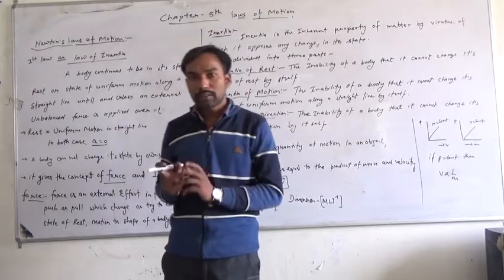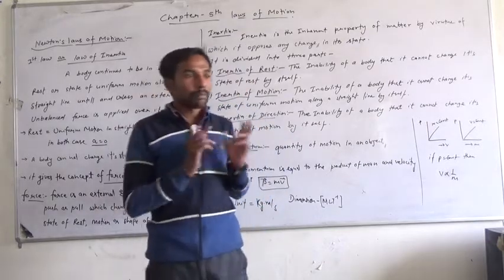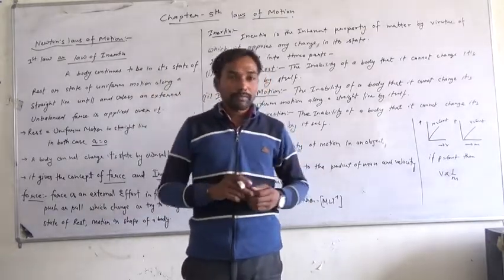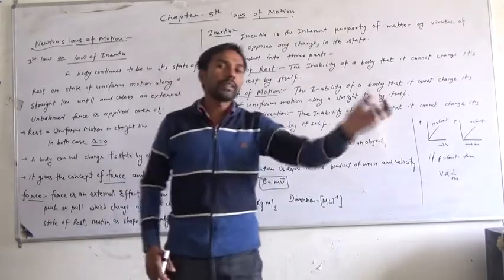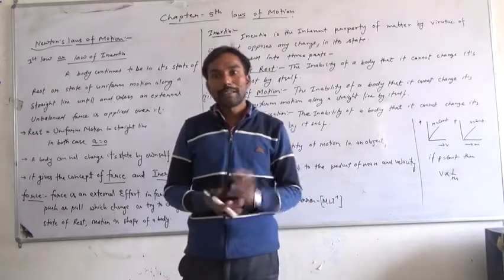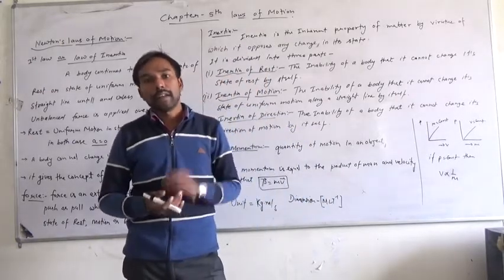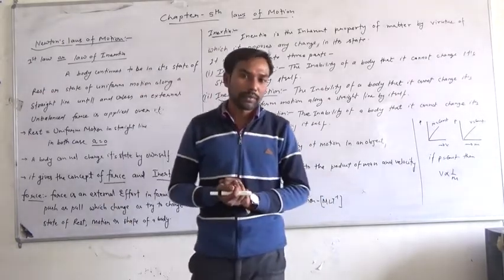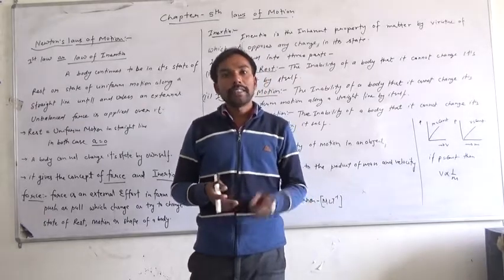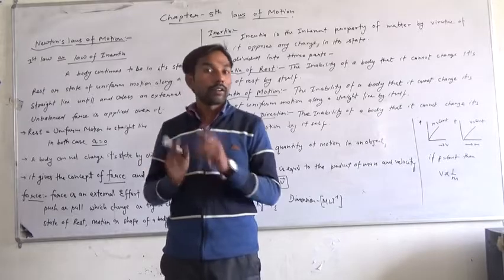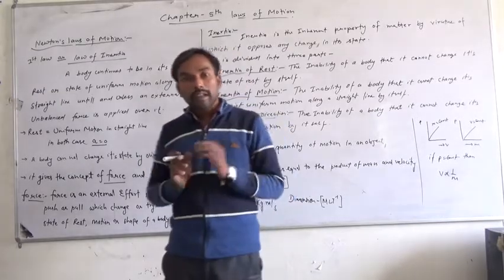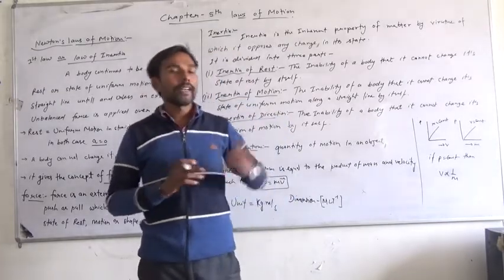So according to Aristotle and his followers, there was a belief that if we want uniform motion, that means if we want a body to move continuously with uniform velocity, then we need some external effort, some external force. So for uniform motion, it is essential to have external force or external effort. According to Aristotle, that was the belief, and it was proven wrong by Galileo later.